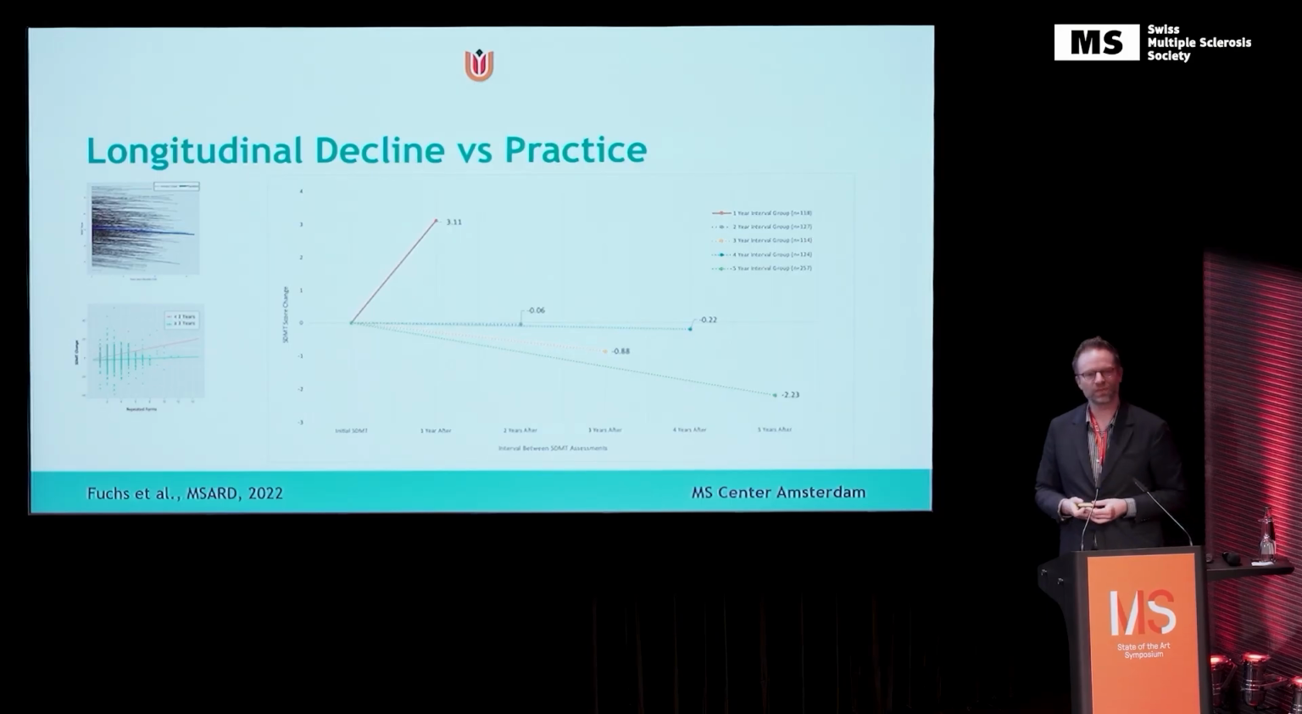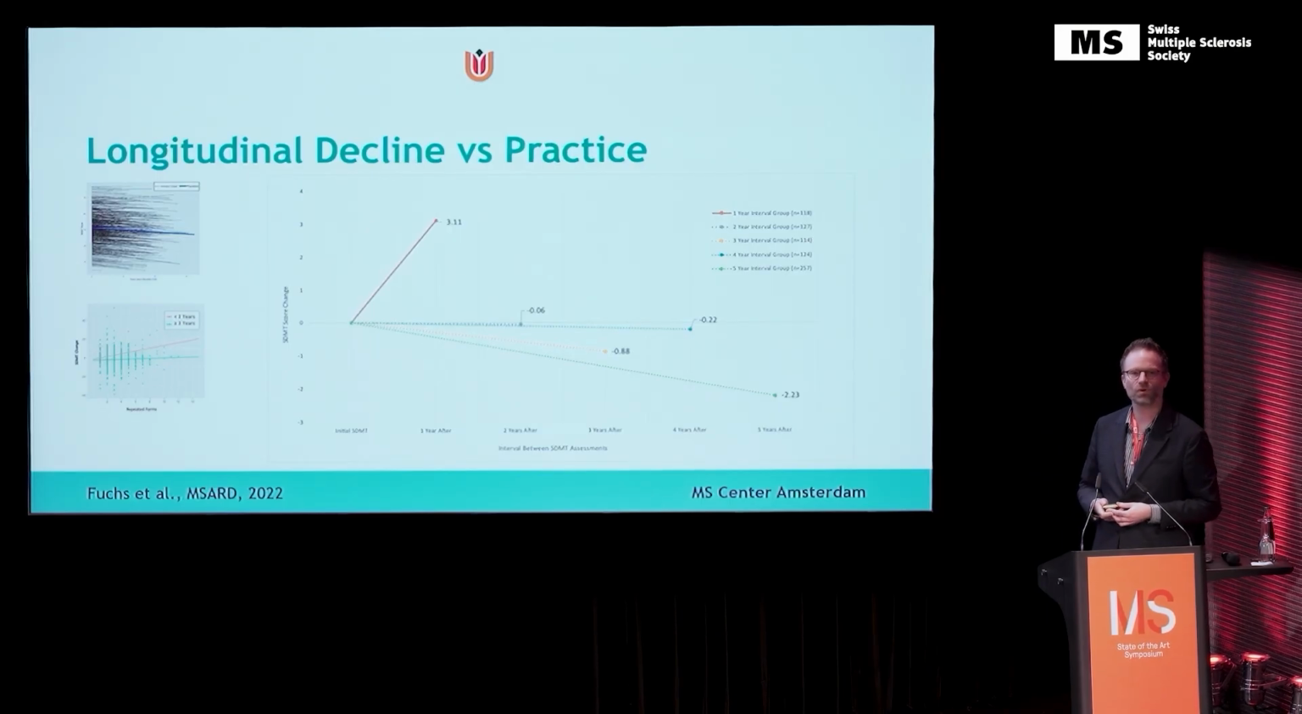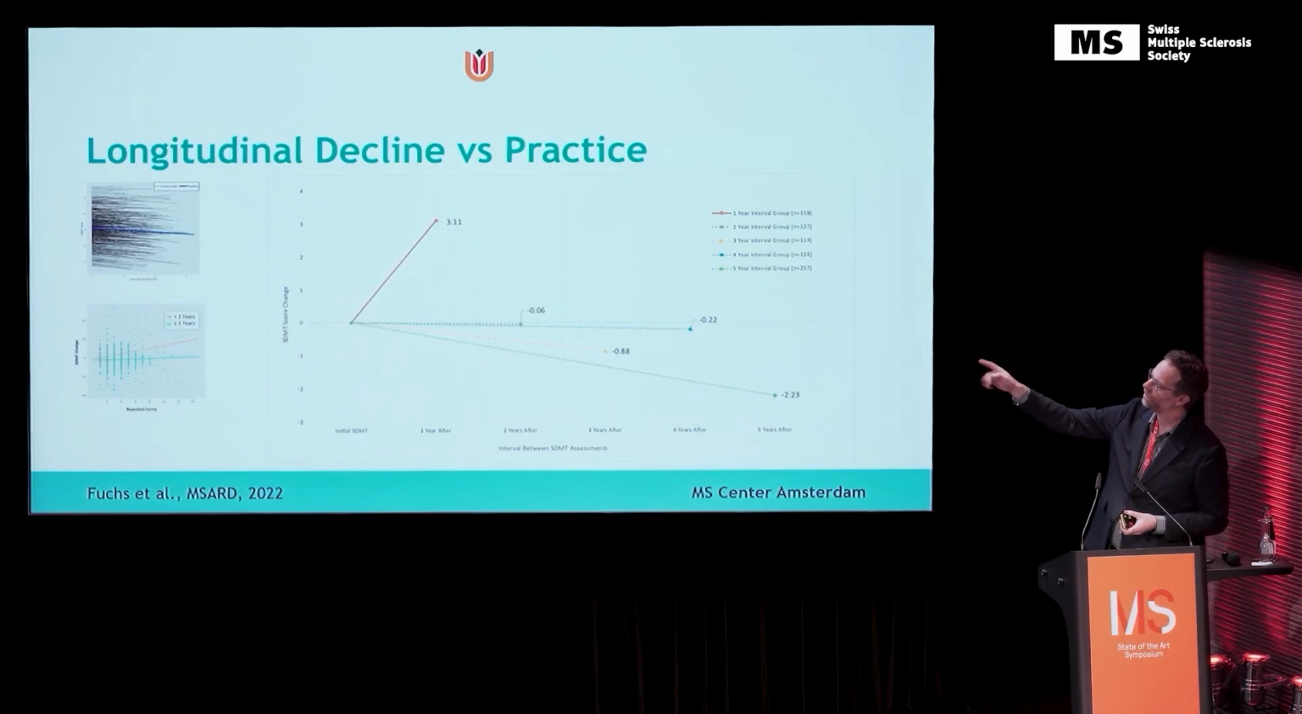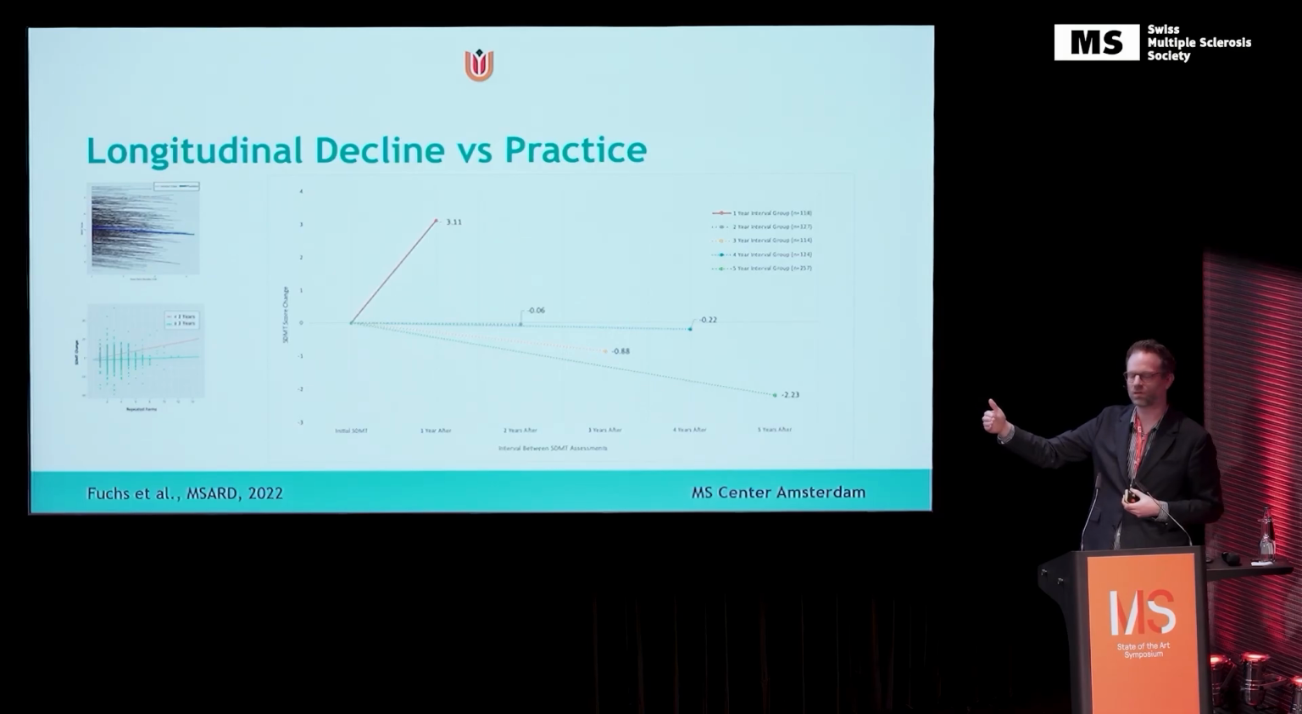Now, as I said before, there is an issue with repetitive cognitive assessments. This is a nice study by Tom Fuchs. A lot of the work that I'll be presenting today is by Tom Fuchs, who is one of the postdocs in my team, but did a lot of this work with Ralph Benedict. This is a study looking at different intervals between cognitive assessments.